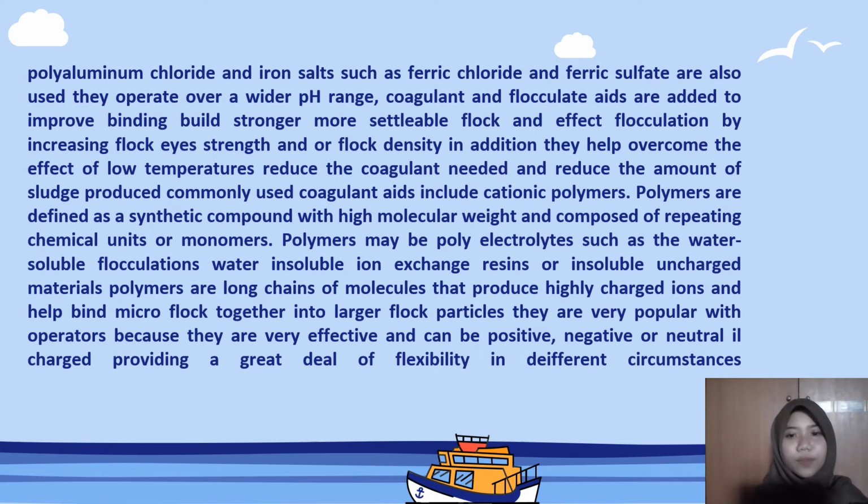Coagulant and flocculant aids are added to improve binding, build stronger, more settleable floc, and affect flocculation by increasing floc strength and/or floc density. In addition, they help overcome the effect of low temperatures, reduce the coagulant needed, and reduce the amount of sludge produced. Commonly used coagulant aids include cationic polymers.